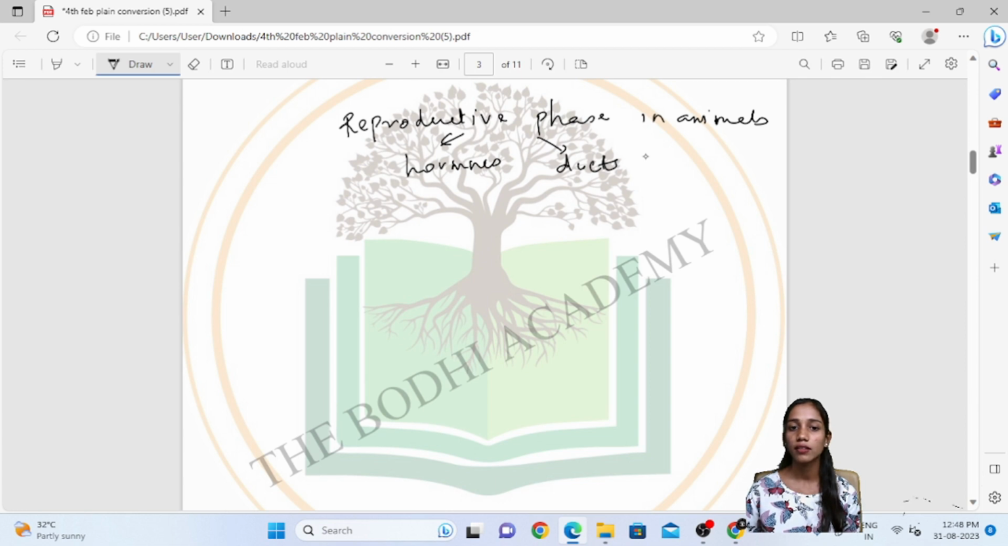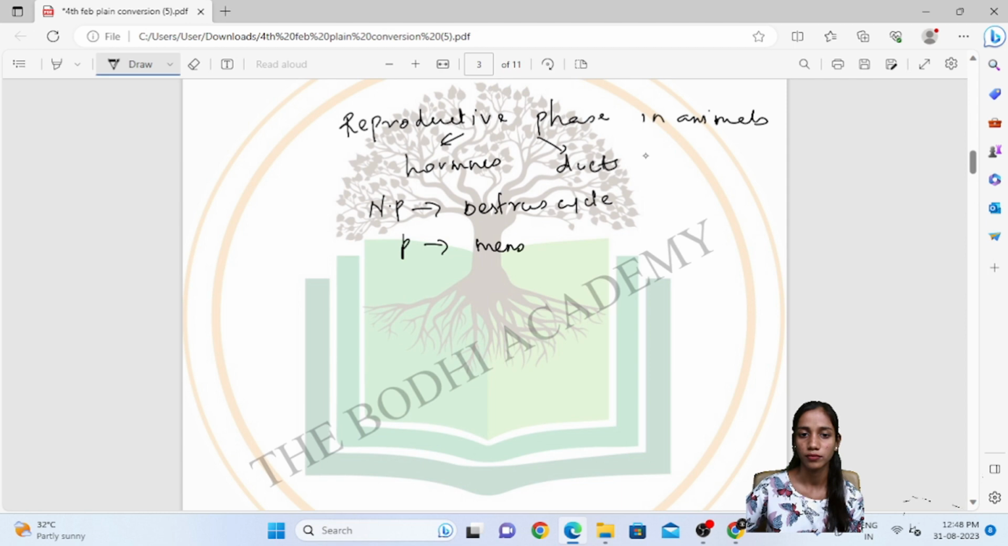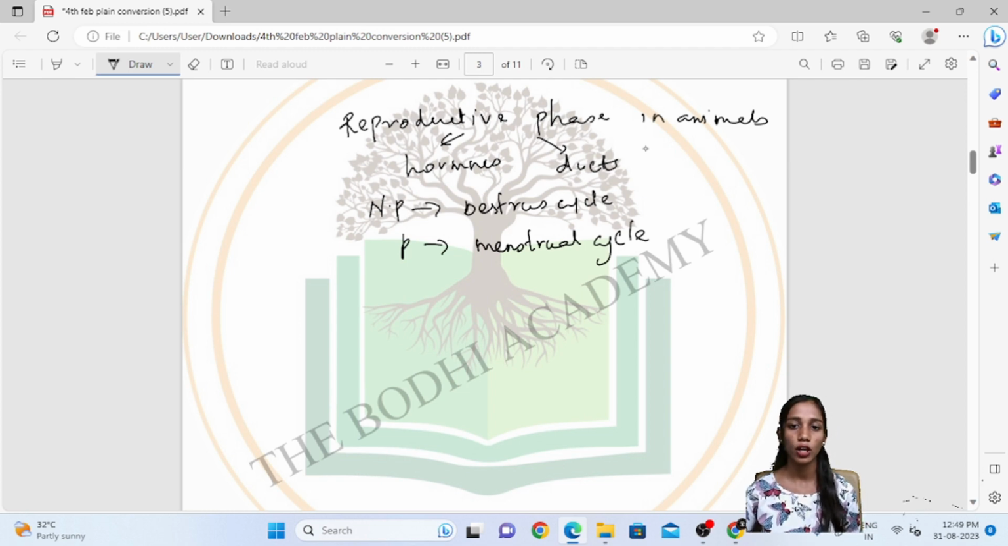Now this activity is defined by some cycles in the reproductive phases. In the non-primate animals, these cycles are called estrous cycles, and in the primates it is called the menstrual cycle. So during these cycles, the organism is reproductively active, and the activity is mostly the production of hormones and the activity of the accessory ducts.